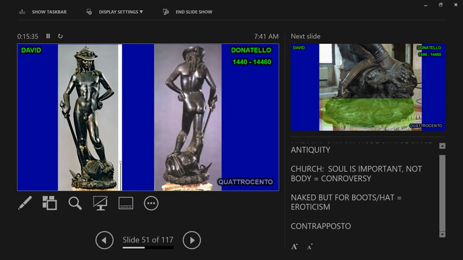Now, what would you call this pose? Yeah, it's contrapposto. Is this contrapposto just a little bit exaggerated? Yeah, right. So this pose is a little bit too much of a contrapposto. It's a bit of an effeminate pose. All right.